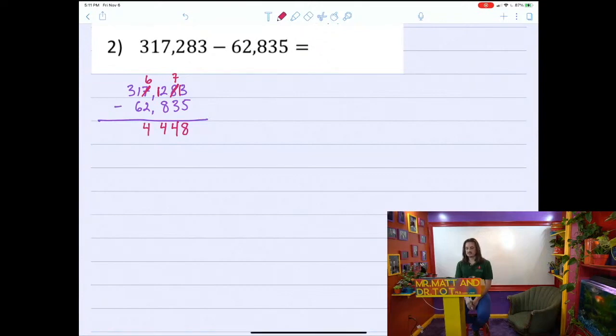In the 10,000s, we have 1 minus 6, so we have to regroup again. The 3 will become a 2 in the 100,000s place. The 1 in the 10,000s place will become an 11. 11 minus 6 is 5. And there's no value to affect the resulting 2, so that's going to just carry down. And your answer is going to be 254,448.